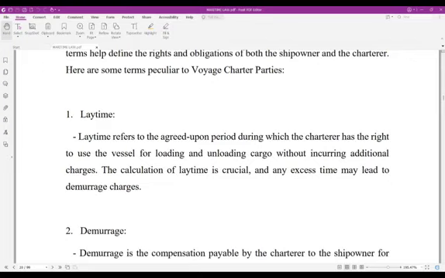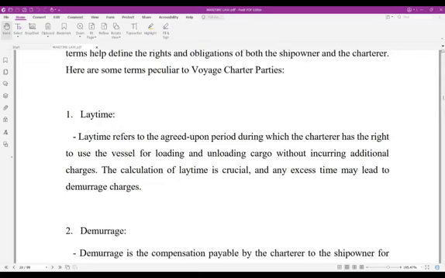For example, there's an agreed upon time that you're going to load and unload, perhaps within 24 hours or 48 hours. Anytime beyond that, demurrage will set in. Of course, that means there will be additional charges that will be incurred.